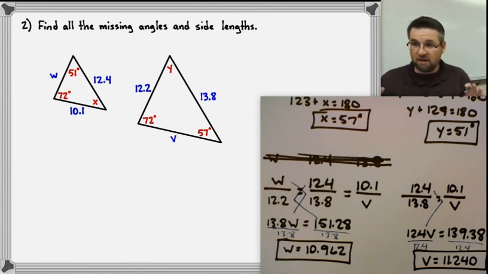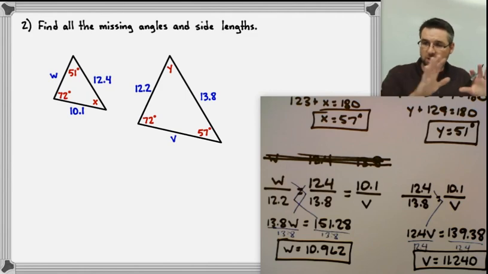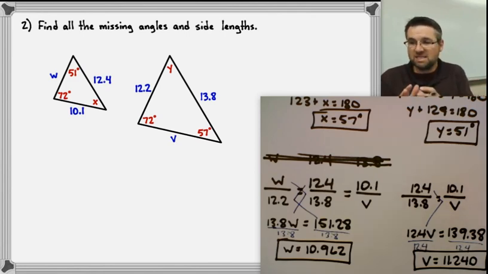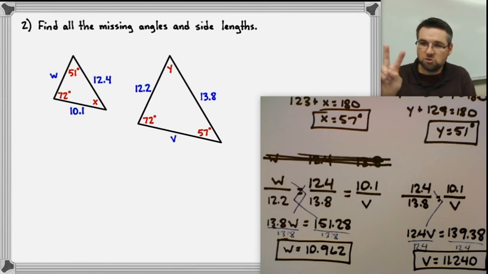So we know how to find missing side lengths of similar triangles. Yesterday we talked about finding missing side lengths of right triangles. We found missing angles of any triangles. And today we're finding missing side lengths of any triangles as long as you have two triangles that are similar to each other.